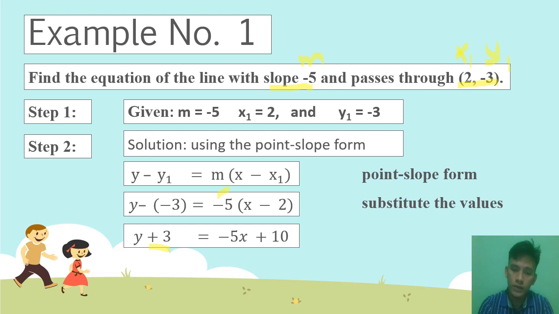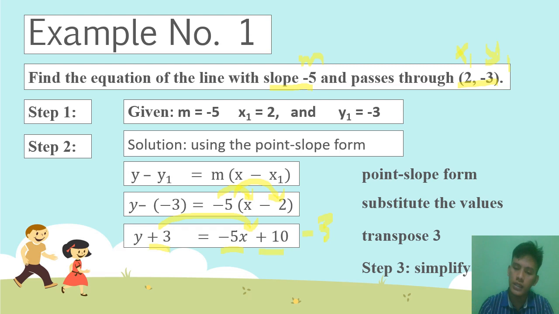Then we will use the distributive property for this one. We need to distribute negative 5 to each term. Negative 5 times x, that's why negative 5x. Negative 5 times negative 2, that's why positive 10. Transpose 3 to the other side, or to the right side. From positive 3 it will turn to negative 3.